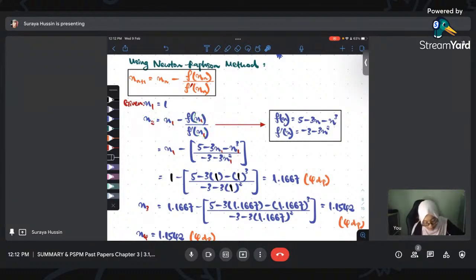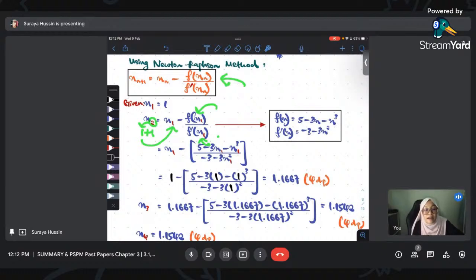Okay? Because according to the Newton-Raphson formula, this number 2 is actually 1 plus 1. Therefore, your n here is 1. Okay, you should understand this already by now. It just follows the Newton-Raphson formula. Nothing is difficult here.